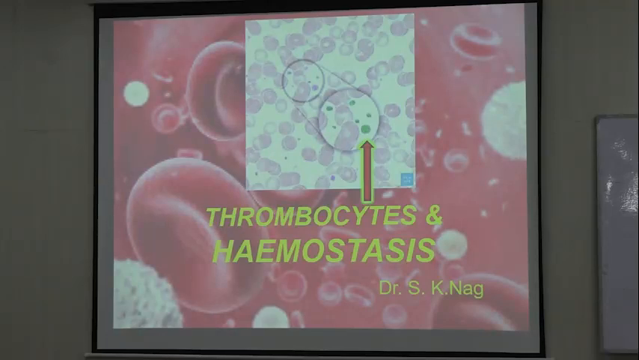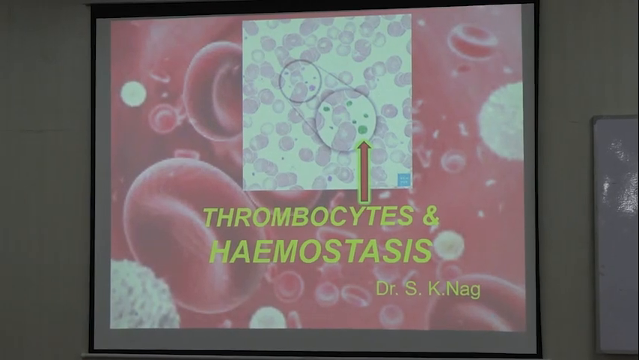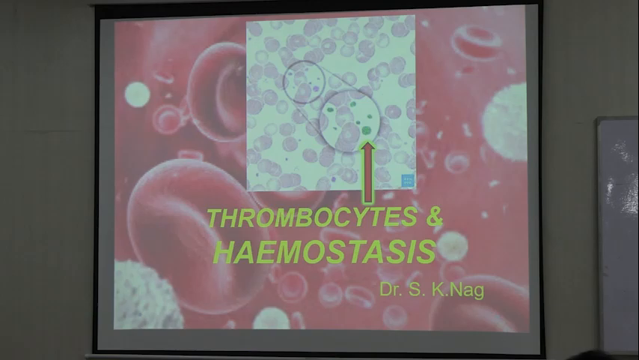Today, our topic is thrombocytes, hemostasis. Part of hemostasis will be taught today, because hemostasis will involve two processes. One is formation of platelet plugs, then formation of clot.